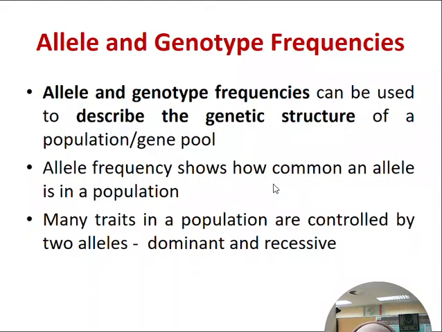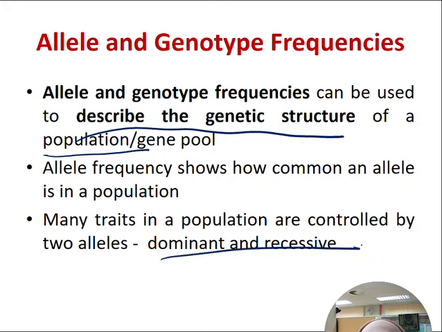Okay, so what is allele and genotype frequency? These are the two frequencies that are commonly used to describe the genetic structure of a population or gene pool. Allele frequency shows how common the allele is in that certain population. Many traits in a population are controlled by two alleles, dominant and recessive, right?